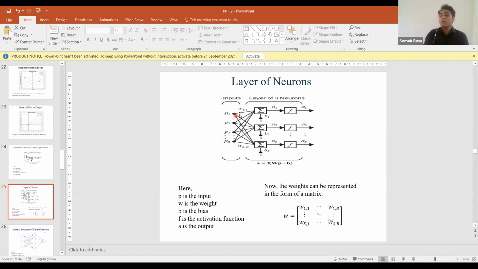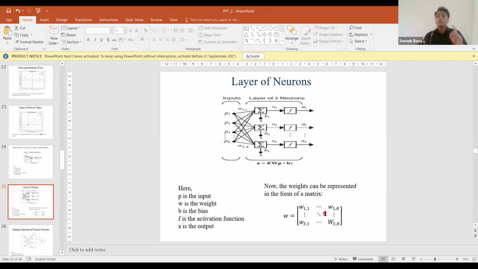So in this case, you'll see there will be multiple weights also. So if the first input is connected to the first neuron, the weight would be W11. If the first input is connected to the second neuron, then it will be W12. Similarly, if the Rth input is connected to the Sth neuron, then the weight will be WS,R. All the inputs will be multiplied by the corresponding weights, and then the bias gets added. Then based on the activation function, you get some output.